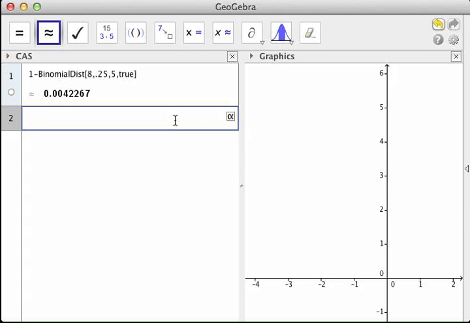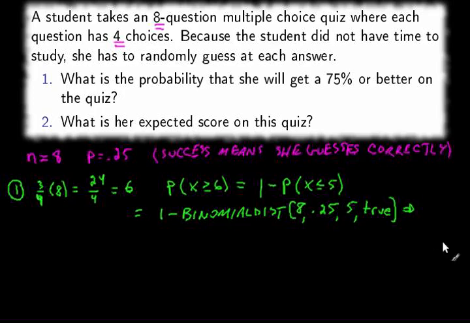0.0042. Not very likely. So about a 0.42% chance of actually getting a 75% or better. Not too likely.